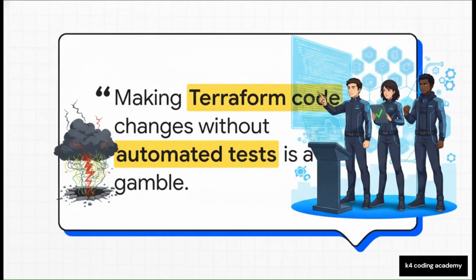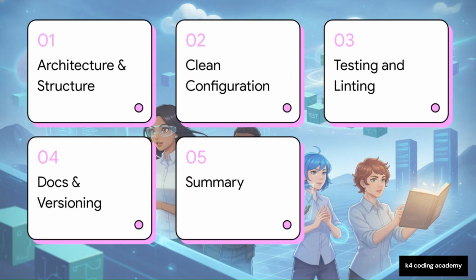And that brings us to a quote from our source material that really hits the nail on the head. Making Terraform code changes without automated tests is a gamble. That's our starting point for today. We're going to take you from writing throwaway, cross-your-fingers configurations to engineering production-grade, rigorously tested Terraform modules. Here is our roadmap for this explainer. We'll start with architecture and repository structure, move into writing clean configuration, hit automated testing and linting, cover documentation and versioning, and then wrap up with a summary and next steps.